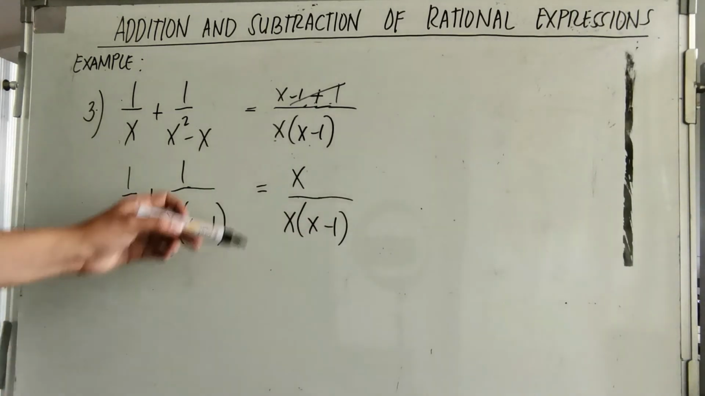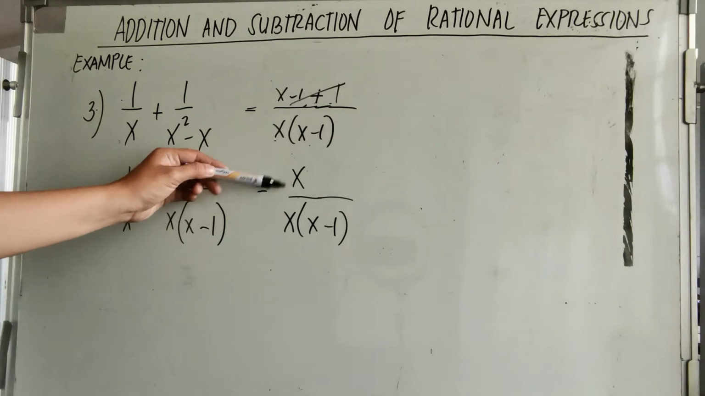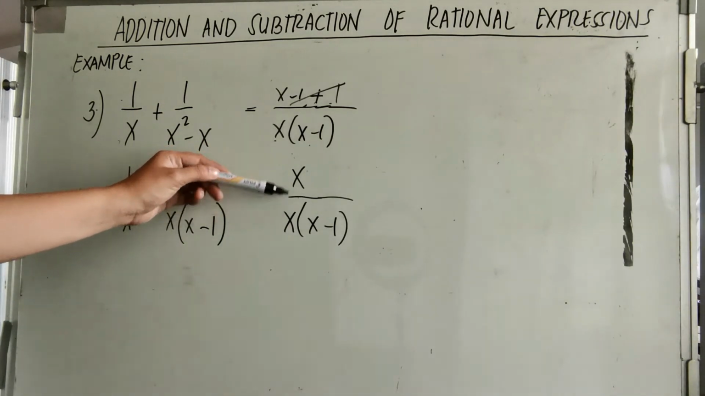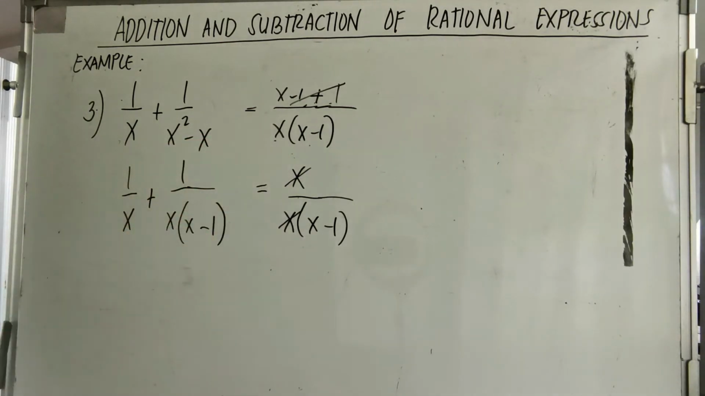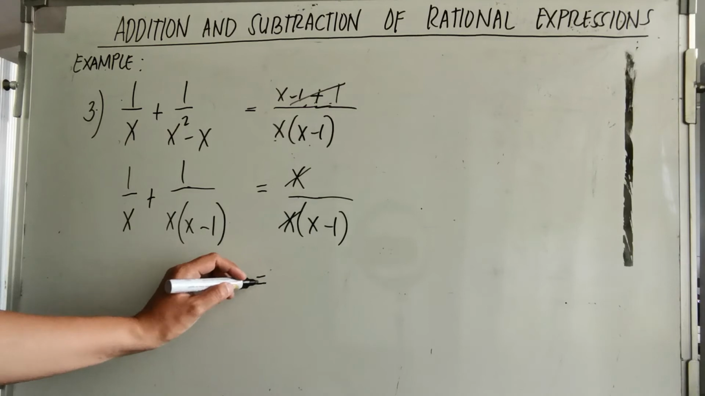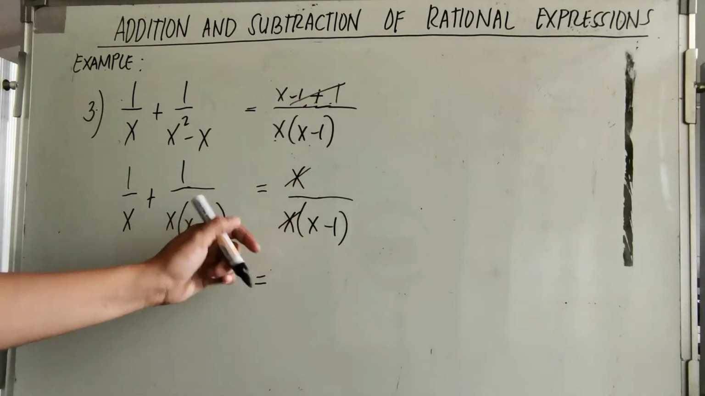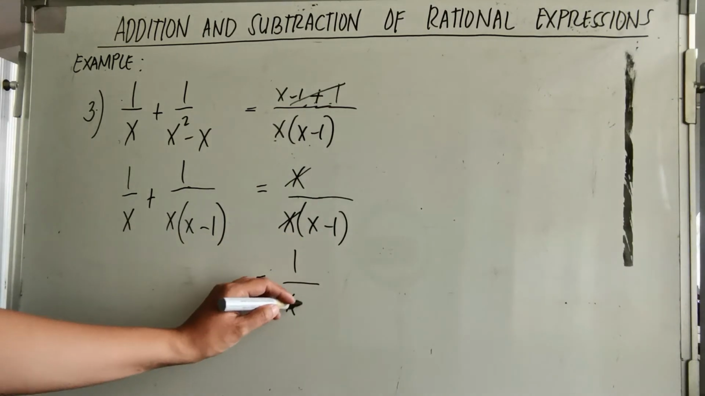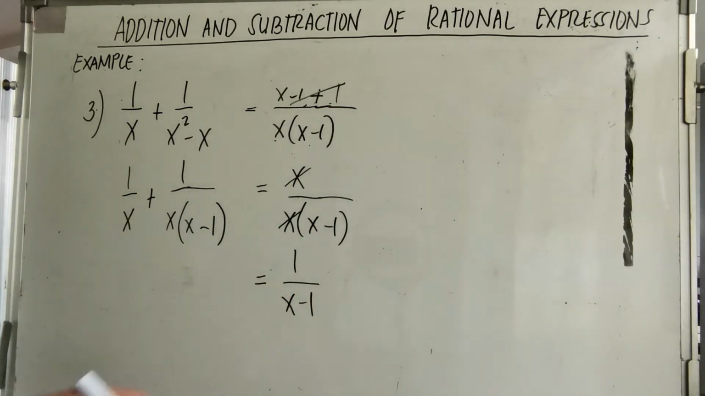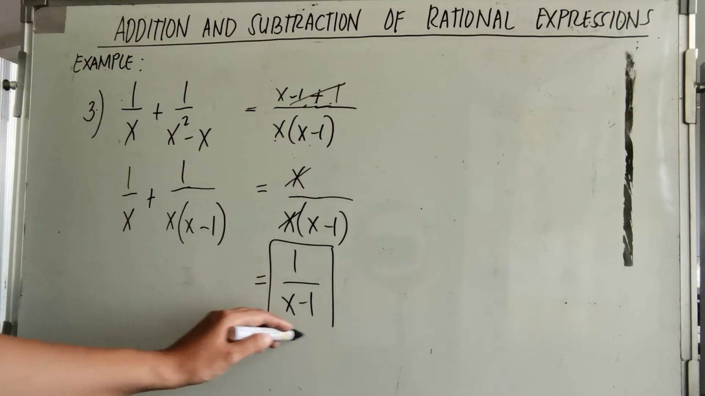Pero take note na meron pa tayong common terms. So, ibig sabihin, pwede pa natin siyang i-simplify. So, pwede kong i-cancel to and yung nasa denominator. Ang matitira na lang sa numerator natin ay kung wala na, meron tayong 1. Then, sa denominator natin ay x minus 1. So, in short, ito na yung ating sagot.